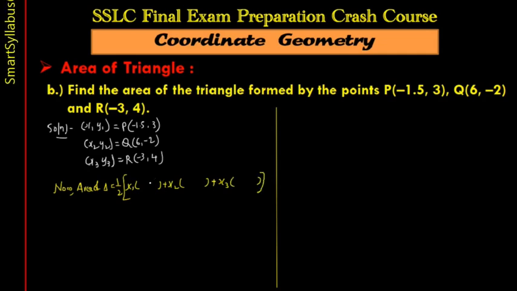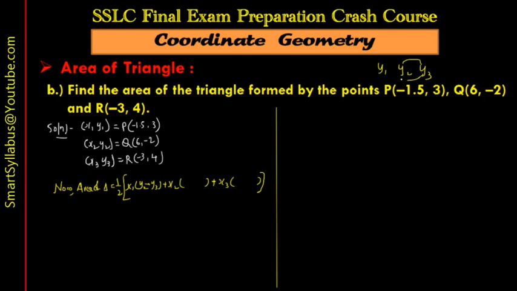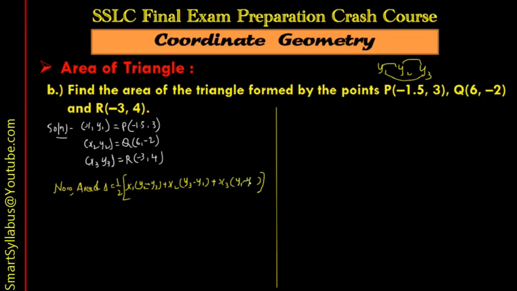As we know, the remaining coordinates are y1, y2, y3. So first y2 minus y3. After that y3 minus y1. And at last y1 minus y2. Now next, substitute the values of x1, y1, x2, y2 and x3, y3. We'll get the required answer.